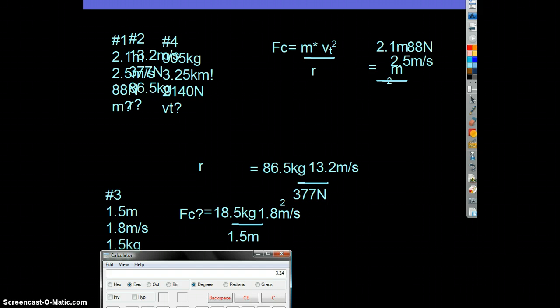Let's try again. 18.5 times 1.8. I'll do that again. 1.8 multiplied again. And I hit enter, and then I'm going to divide by 1.5. And now my calculator agrees with the book. 39.96. Book says 40 newtons. There's our answer. Don't be a dummy like me and put stuff down wrong. Okay?